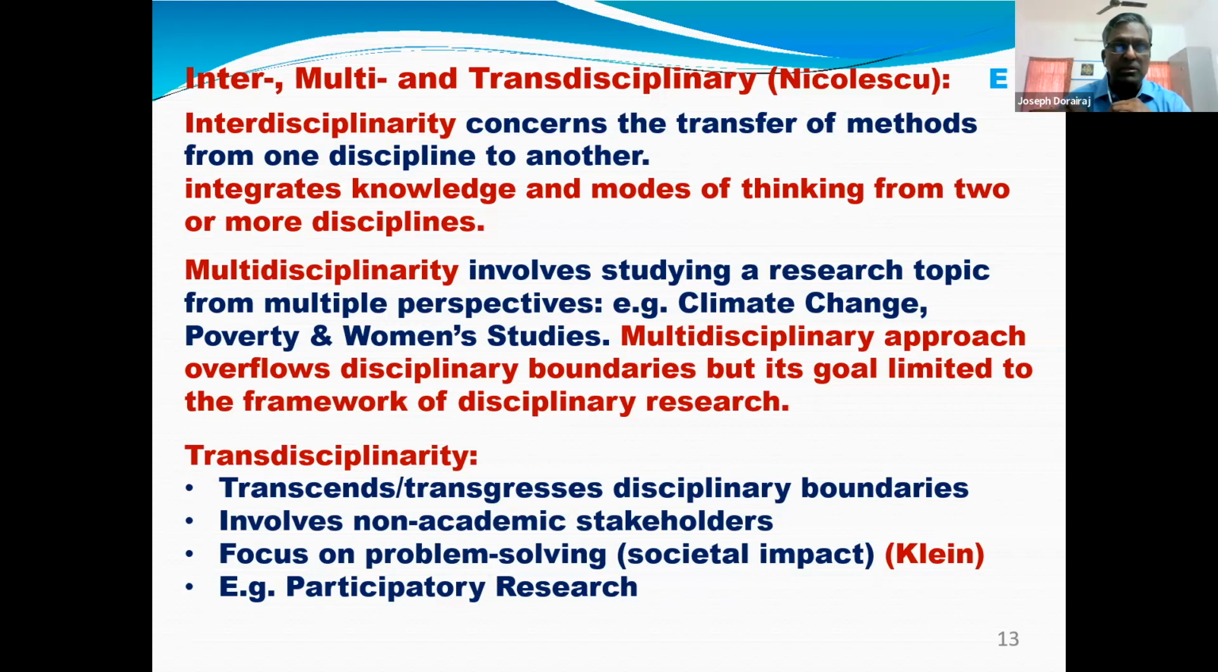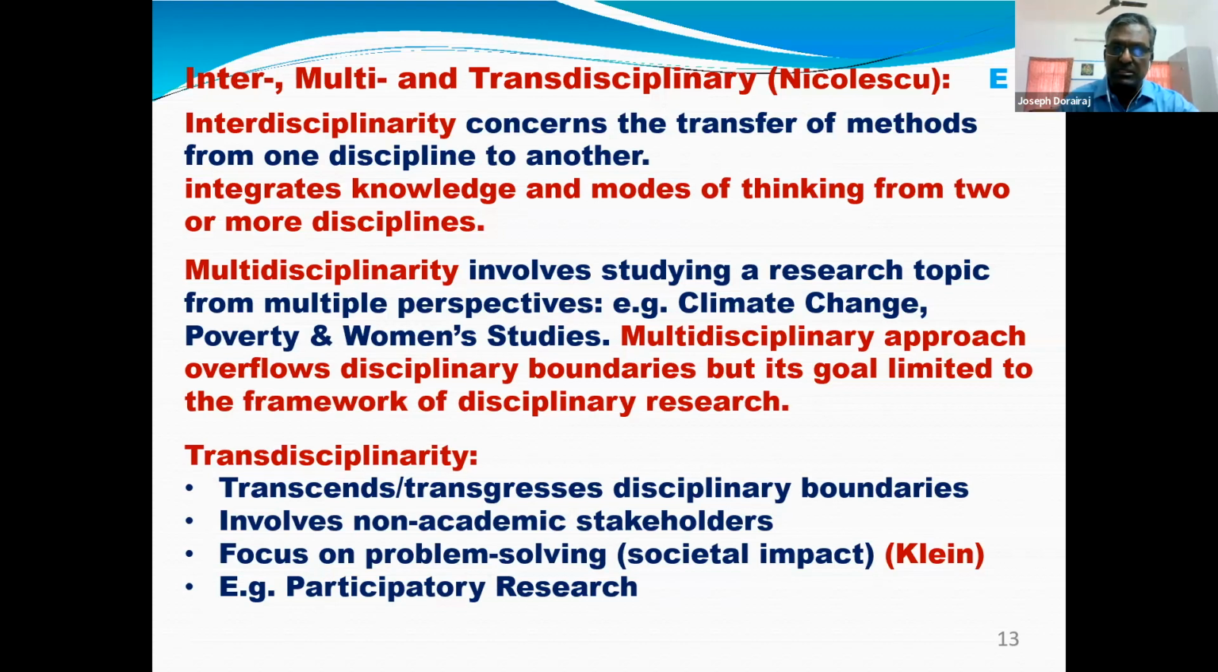So this slide talks about the differences between the 3 crucial terms: interdisciplinarity, multidisciplinarity, and transdisciplinarity. So interdisciplinarity, we have already talked about it. 2 key features. There is a conversation between or among 2 or more subjects. And because of the conversation, there is integration. And because there is integration happening between different subjects or different disciplines, new knowledge is created. So this is about interdisciplinarity.